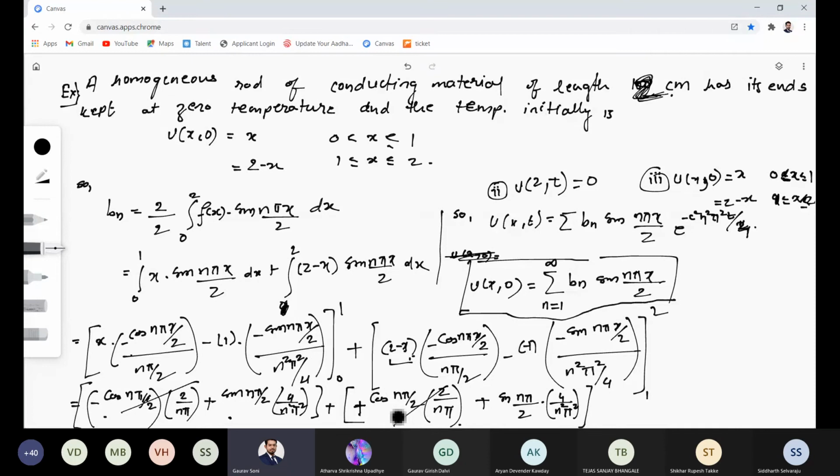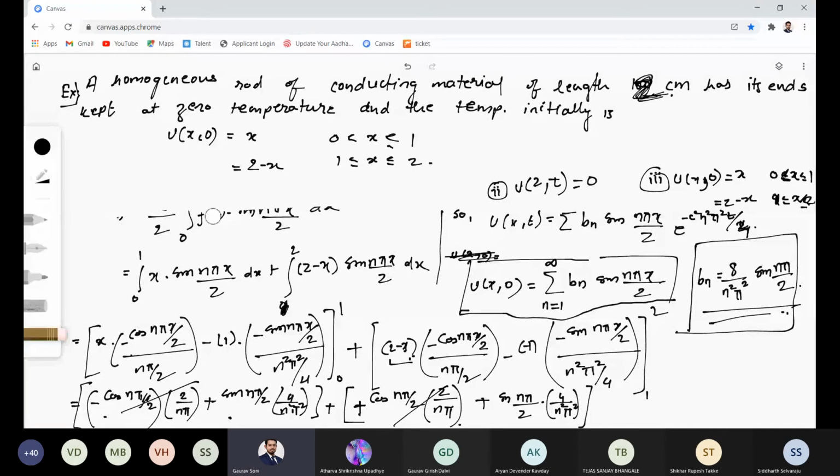So what we have is, I'll make a square and write it down here. Bn is equal to 8 upon n square pi square sine n pi by 2. This is the value of Bn. Just check the calculations carefully. If you have any problem, you can ask right now. Fine.